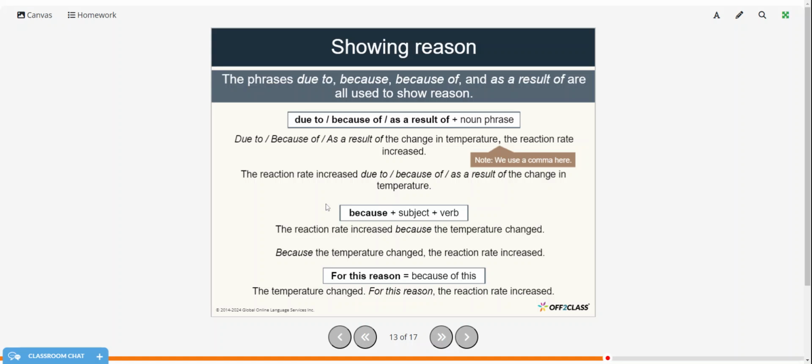And then because plus the subject plus the verb, the reaction rate increased because the temperature changed. And because the temperature changed, comma, the reaction rate increased. You can also use for this reason. It means the same as because of this. The temperature changed. For this reason, comma, the reaction rate increased.